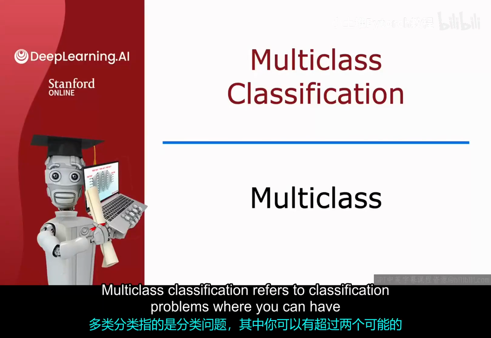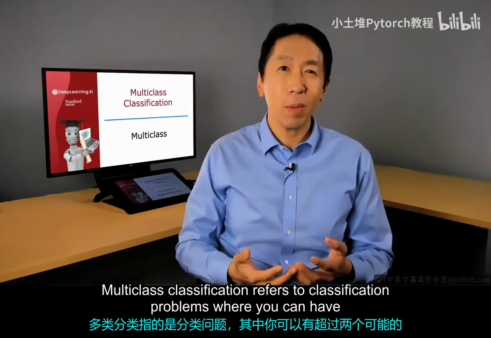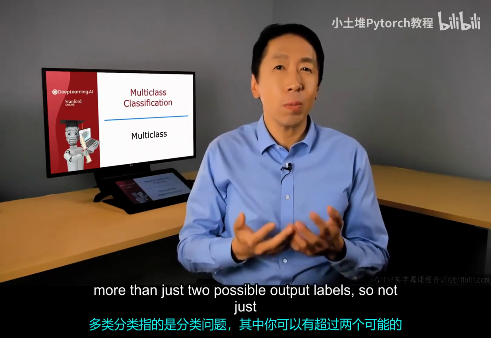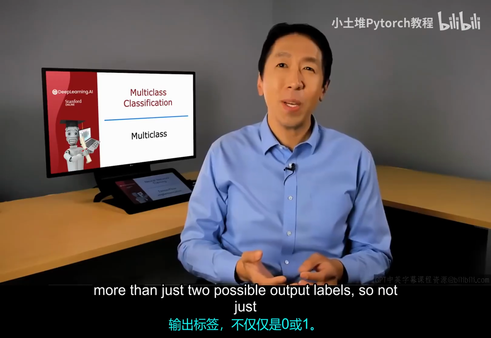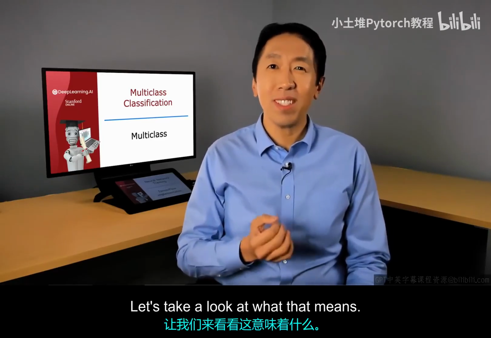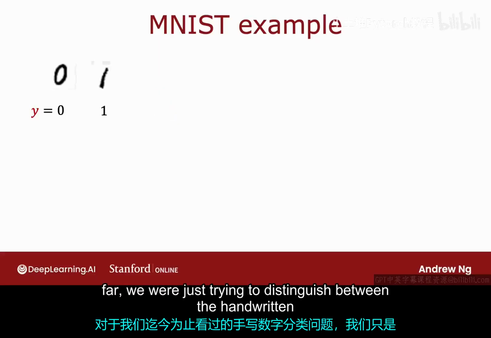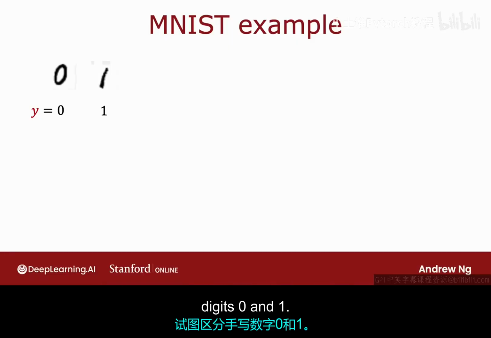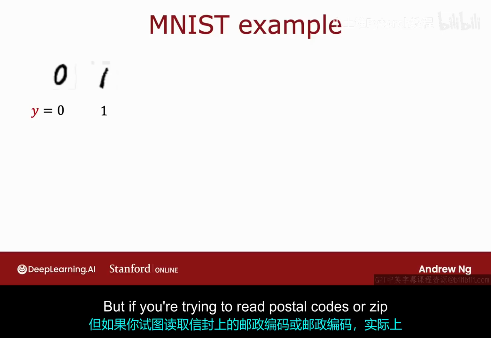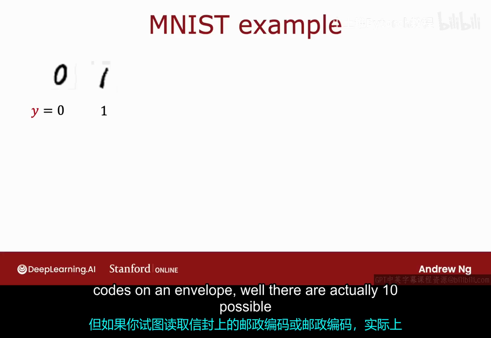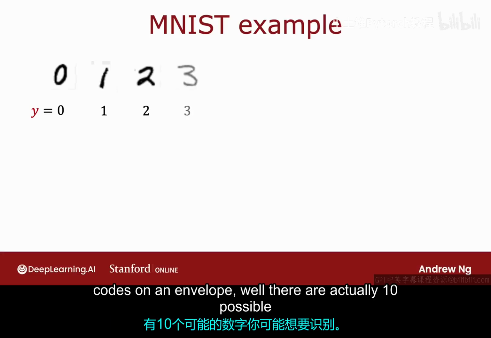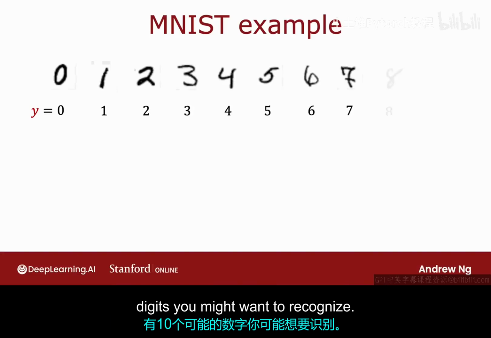Multi-class classification refers to classification problems where you can have more than just two possible output labels. So not just 0 or 1. Let's take a look at what that means. For the handwritten digit classification problems we've looked at so far, we were just trying to distinguish between the handwritten digits 0 and 1. But if you're trying to read postal codes or zip codes on an envelope, well, there are actually 10 possible digits you might want to recognize.